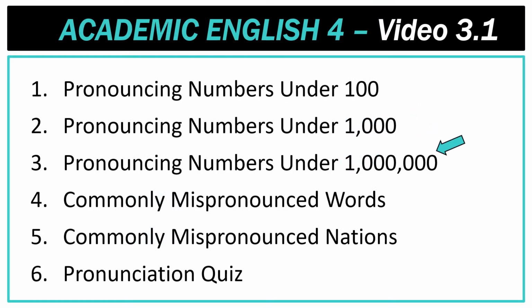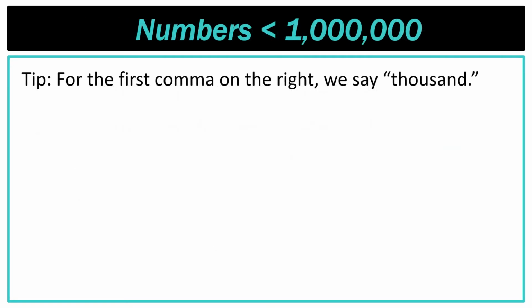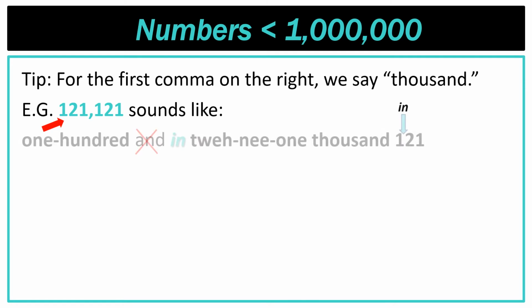Now let's learn about pronouncing numbers that are under 1 million. As your numbers get larger, you will start to see some commas. For the first comma on the right, we say thousand. Now look at this number. This number is going to sound like this. 121,121. Don't forget in. Let's look at a few more.